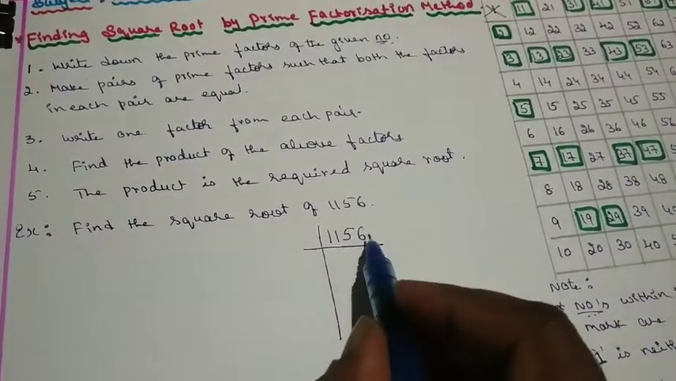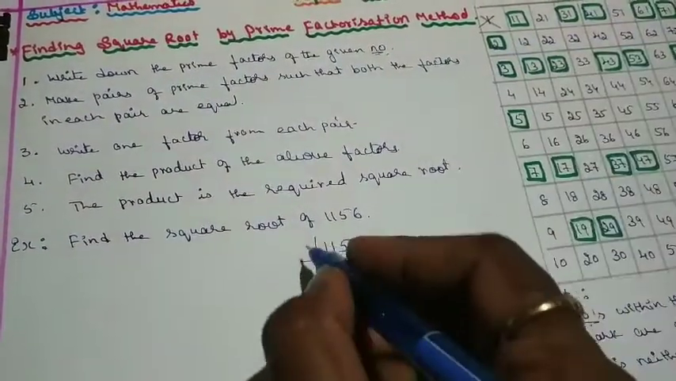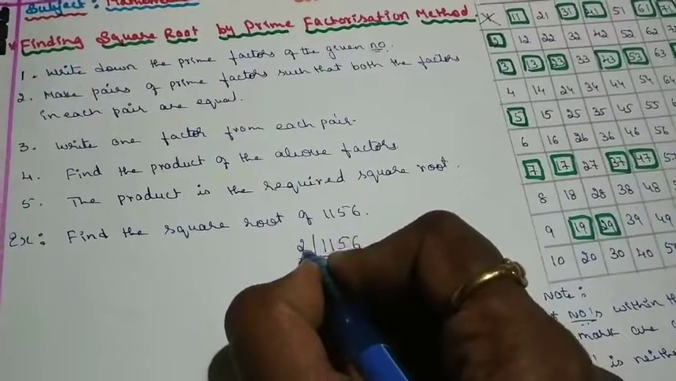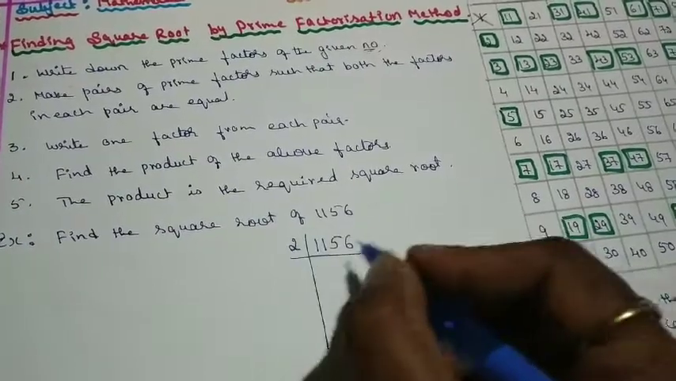So this 1156 comes in the 2 table. Therefore 2 is a prime. We know that the only even prime is 2. So 6 is present in the ones place, which comes in the 2 table. So I'll go with the 2 table.